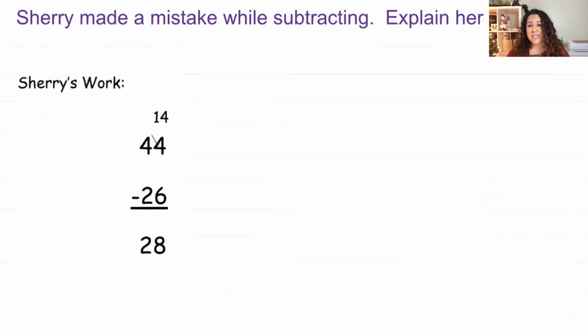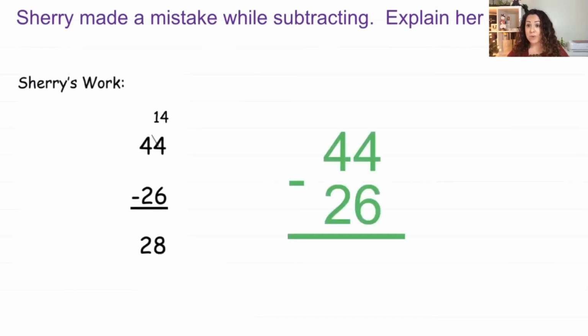Okay, so let's go ahead and look at this problem. Sherry made a mistake while subtracting. Explain her mistake. You might not see that because I think my picture's covering it up, but it says to explain her mistake. So here's Sherry's work. She has 44 take away 26. So I can see that she unbundled a group of 10 and she has 14 ones now, and her answer is 28. Well, before I see what's wrong with her work, let's go ahead and do the work ourselves and then we'll see what happened.